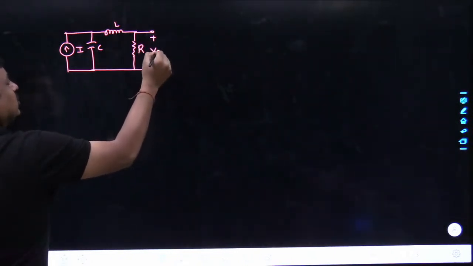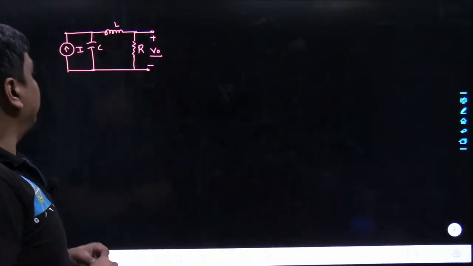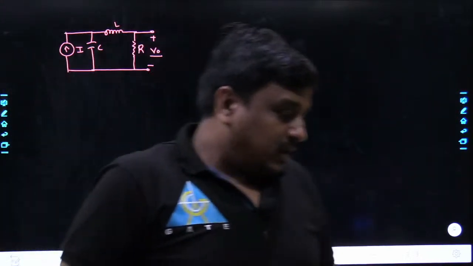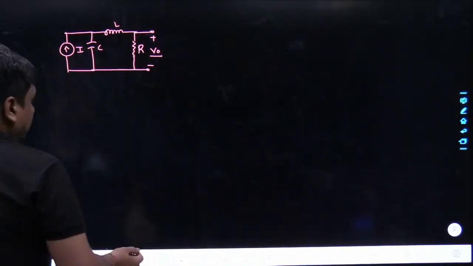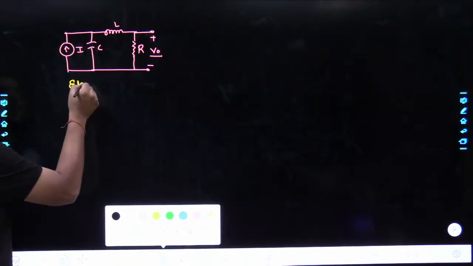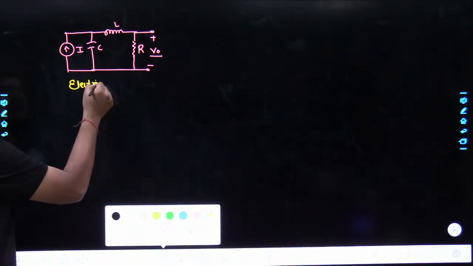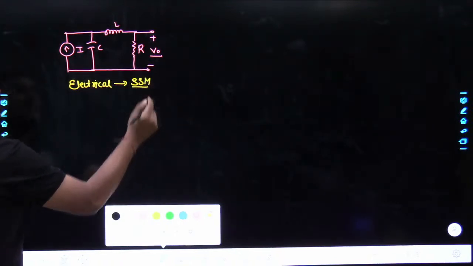Here comes V0, here comes V0. Yes, till this point nobody should have any doubt as such. Nobody is replying, no issue. Yes. See, what is happening over here? Whenever the electrical circuit has to be converted, it has to get converted in the form of its state space model.